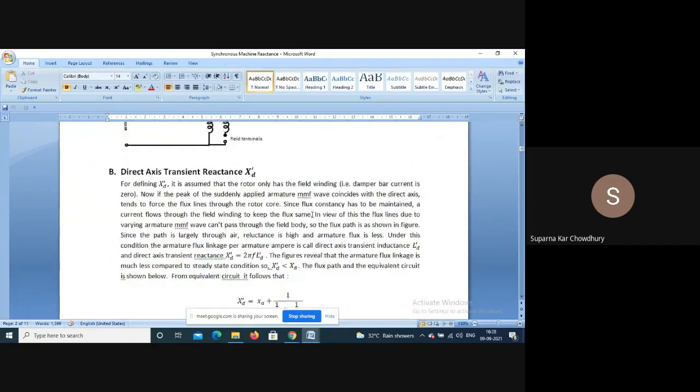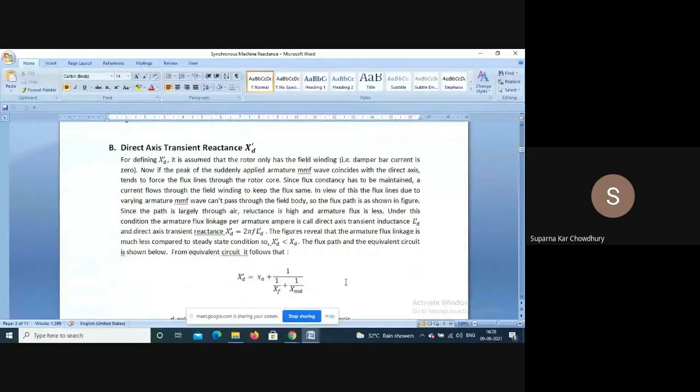Now for the transient reactance. In the first few cycles there will be current in the damper bar, then the damper bar current will die down when the speed has again regained the synchronous speed, but the current waveform has still not settled. That is the transient region. In the transient region it is assumed that the damper bar current is zero, but there is still linking with the field current.